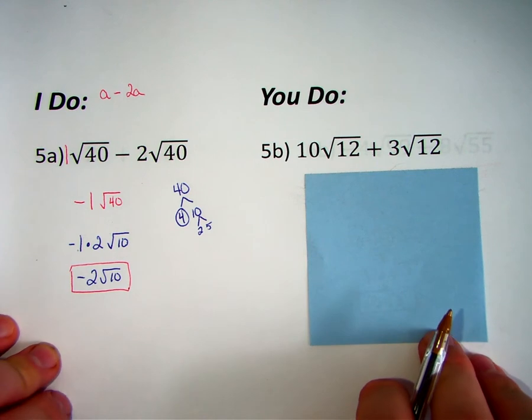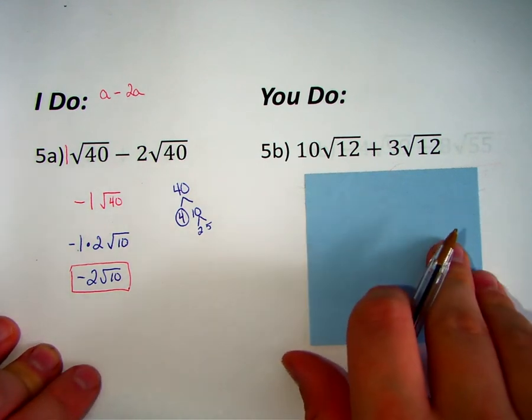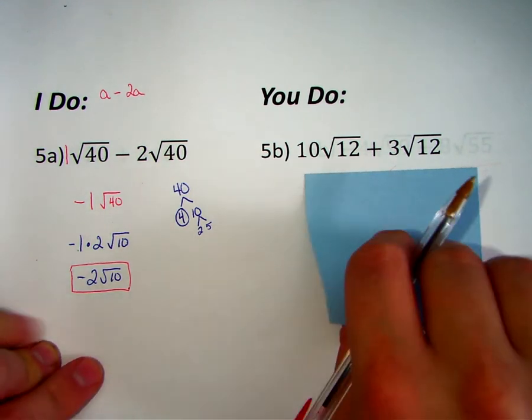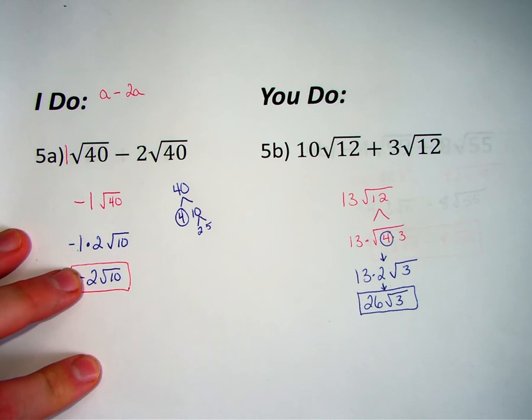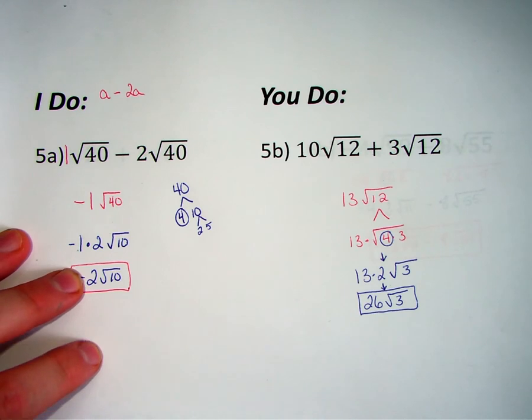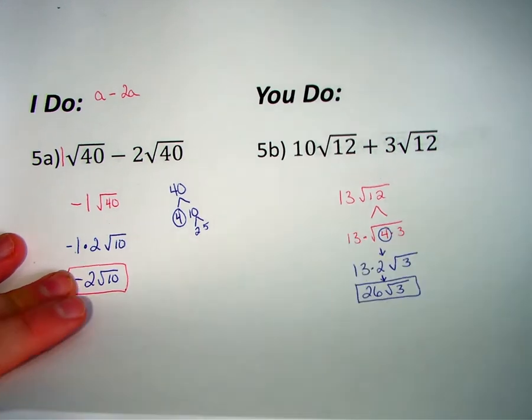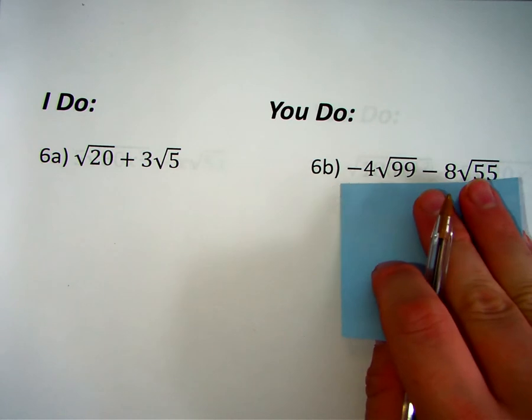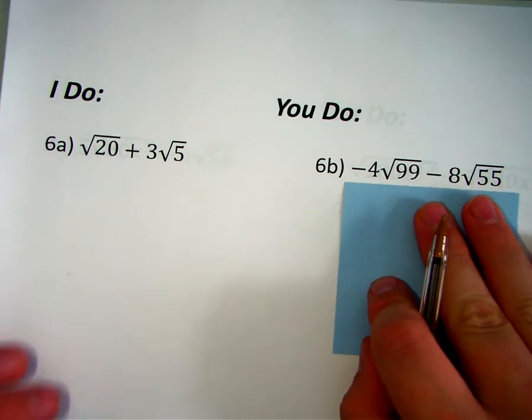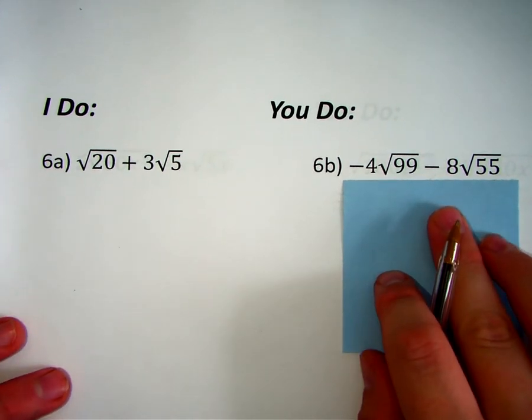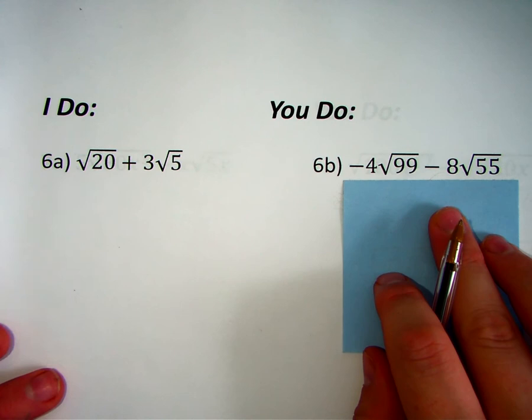All right, go ahead and pause the video and give the next one a try. All right, welcome back. You should have ended up with 26 root 3. 26 root 3. All right, next problem. Root 20 plus 3 root 5.